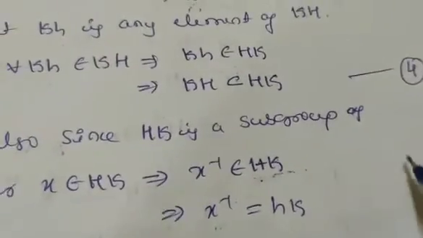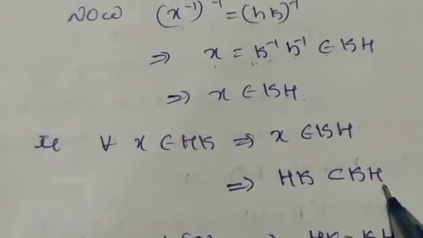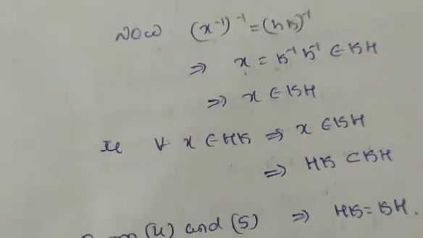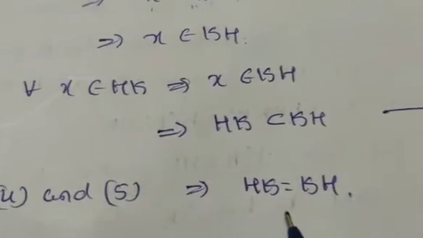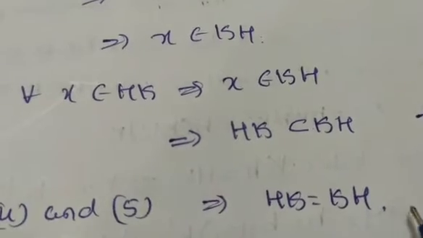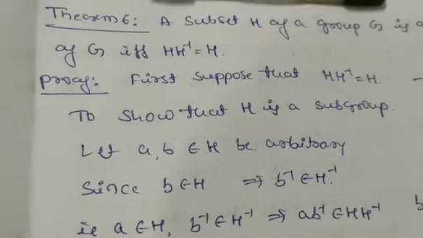So from equations number 4 and 5, KH is contained in HK and HK is contained in KH. From these two we can say that they are equal. So from equations 4 and 5, this implies H into K is equal to K into H. So this is the proof of this theorem.